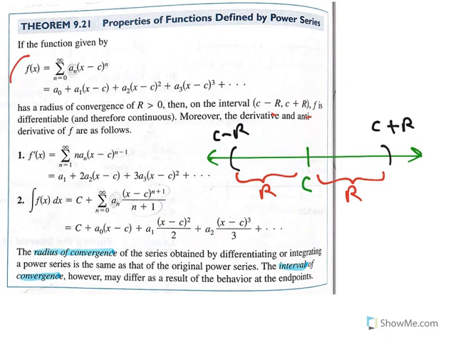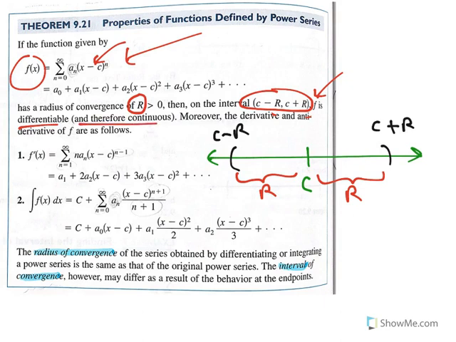So let's read the theorem once again. What you have is a power series centered at c, and we're given that it has a radius of convergence r greater than 0. Then on this interval that we just discussed, this power series function f is differentiable, meaning you can take the derivative of it. And differentiability implies continuity, as you learned in the early part of Calculus AB. So on this interval, the power series function f is differentiable and therefore continuous.